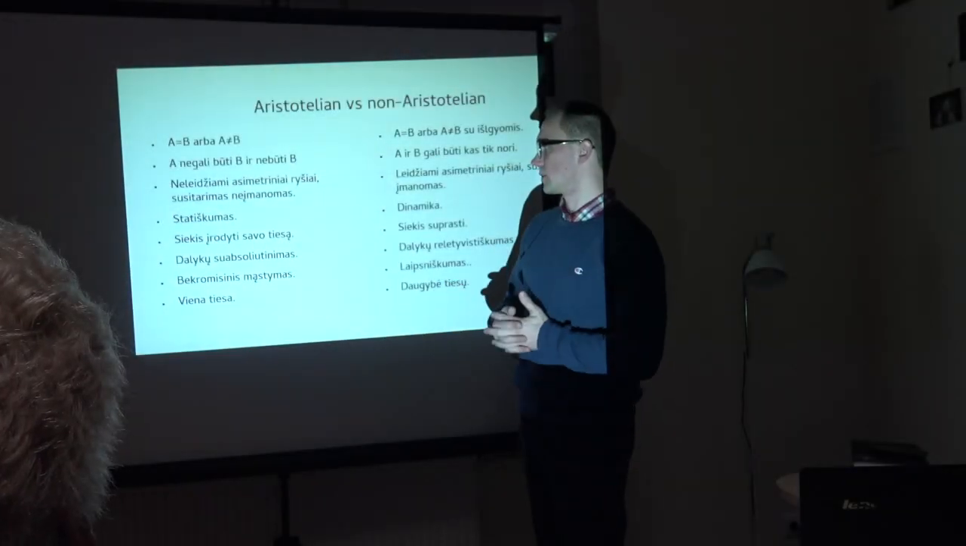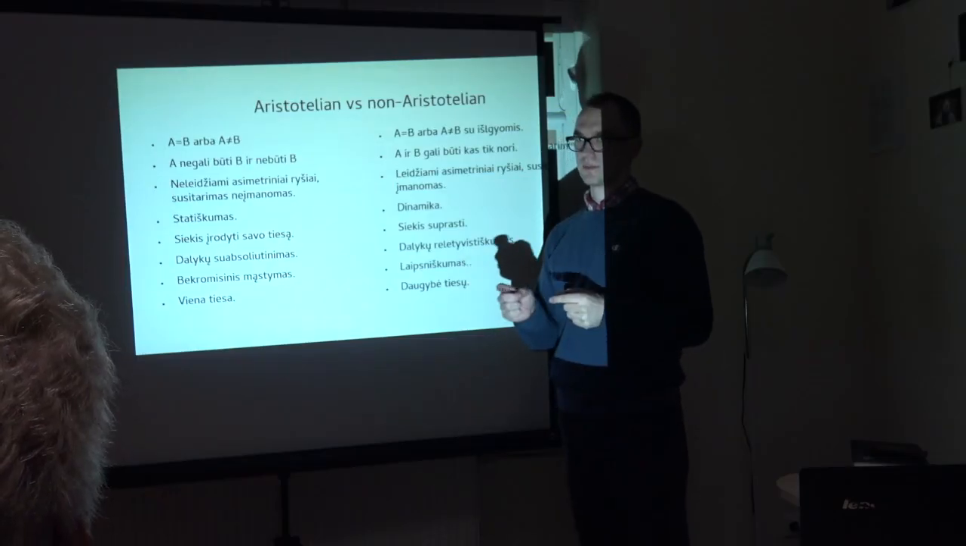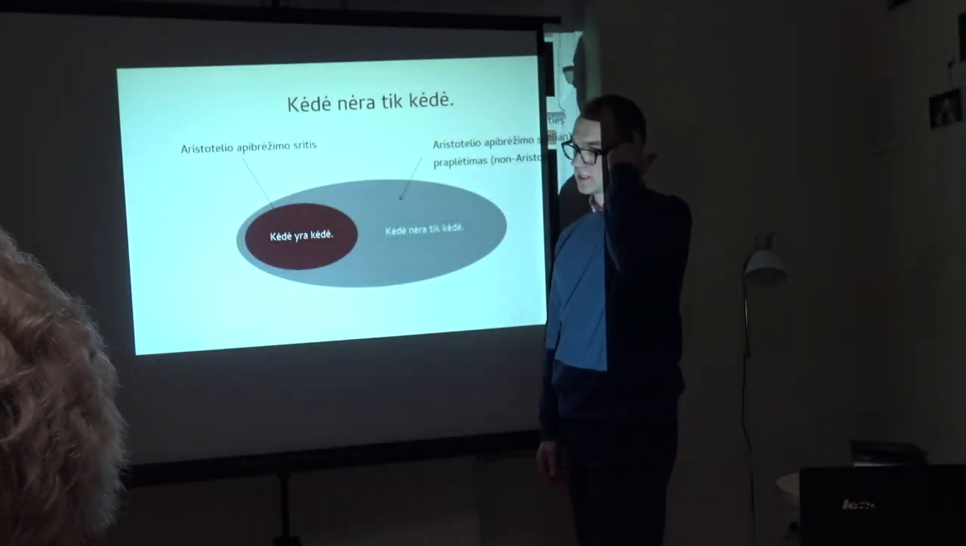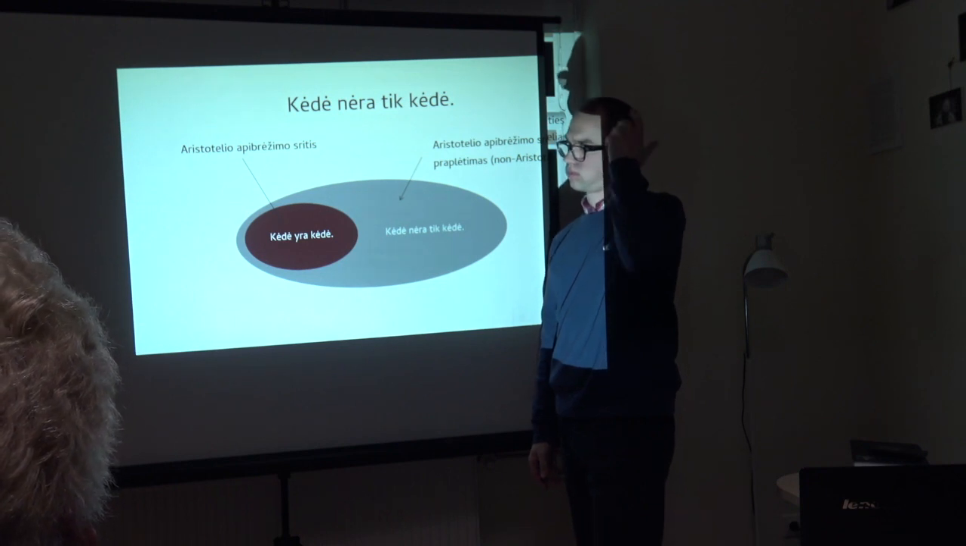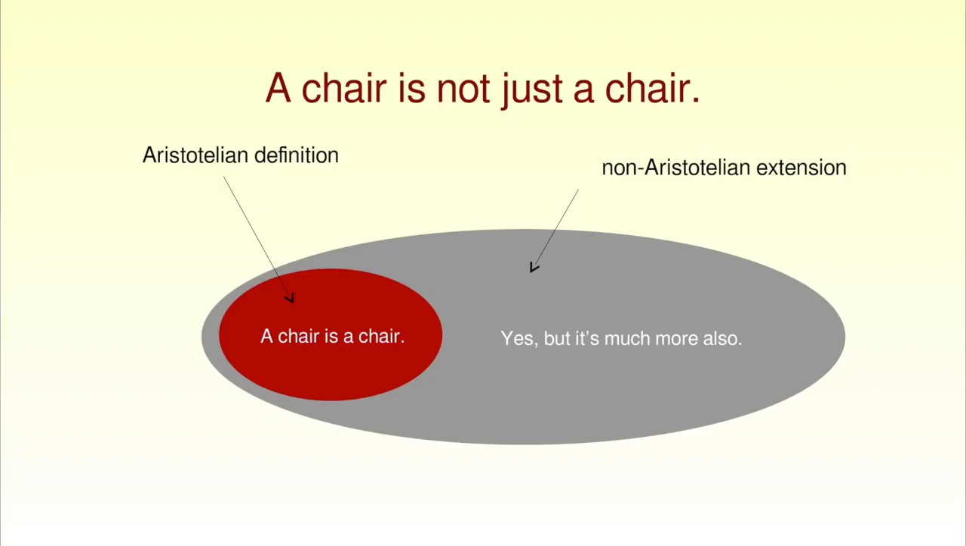But in a non-Aristotelian system, we have multivalued logic. It's not hot, it's not cold, it's some kind of degree, it's a spectrum. Leaving the Aristotelian system looks like this. In Aristotle's system, we have a chair, which is something to sit on. But in a non-Aristotelian system, at first we agree, yes, the chair is something to sit on, but it's something else also. Like you can stand on it, it's some kind of extension.